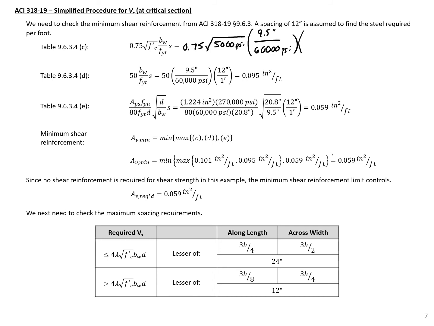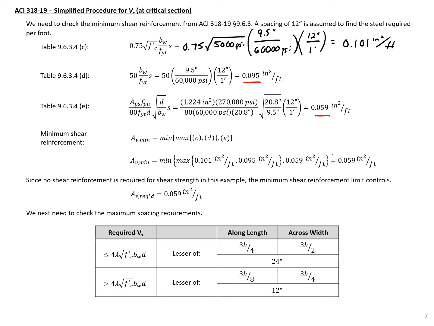And then we're going to calculate the required shear reinforcement per foot. So I'm going to assume a spacing here of 12 inches per 1 foot. So we'll get a value here of 0.101 inches squared per foot. We can do the same thing for the two other equations from our minimum shear reinforcement table. And for equation D, we'll get a value here of 0.095 inches squared per foot. And for our equation from E, we'll get a value of 0.059 inches squared per foot.